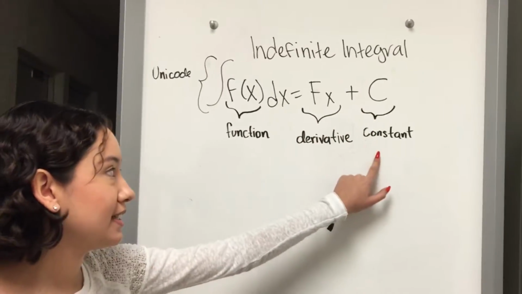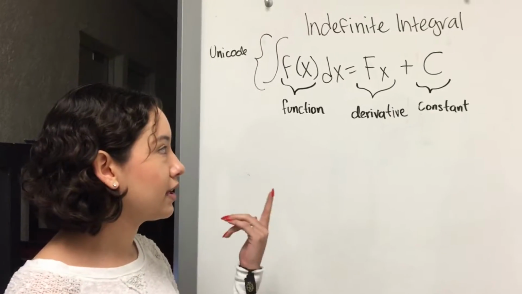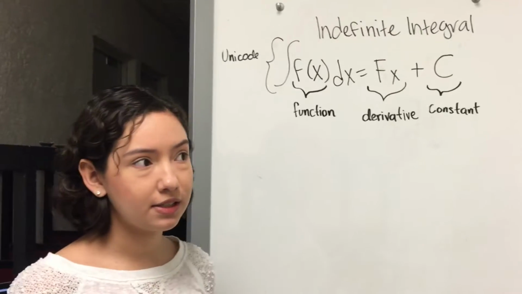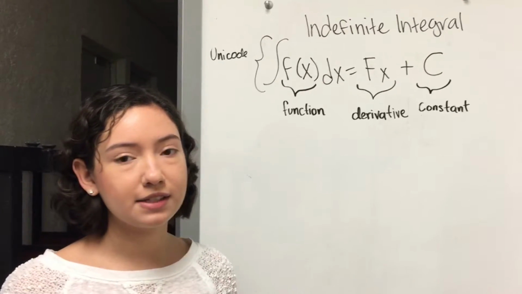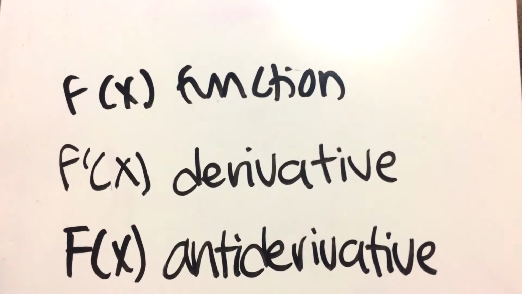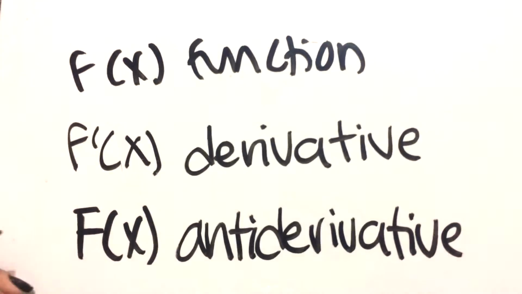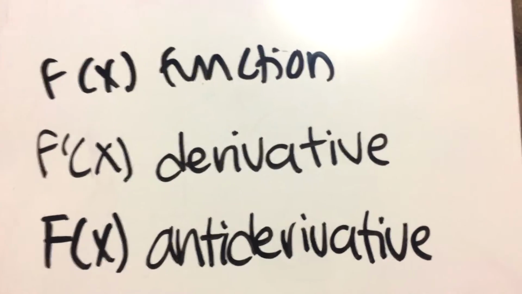The c is a constant. It could be any number, and it's called the constant of integration, and it's always necessary for an antiderivative. f of x represents the function. f prime of x represents the derivative, and capital letter F of x represents the antiderivative.